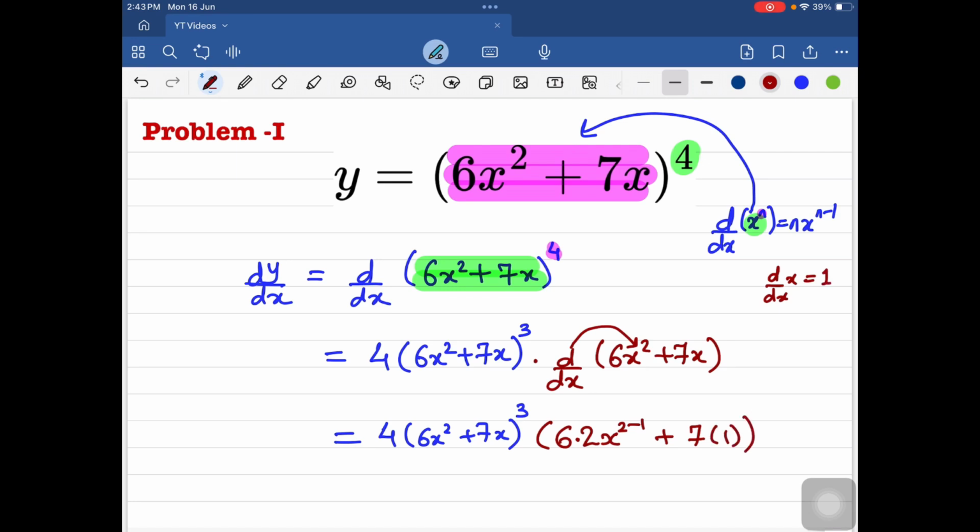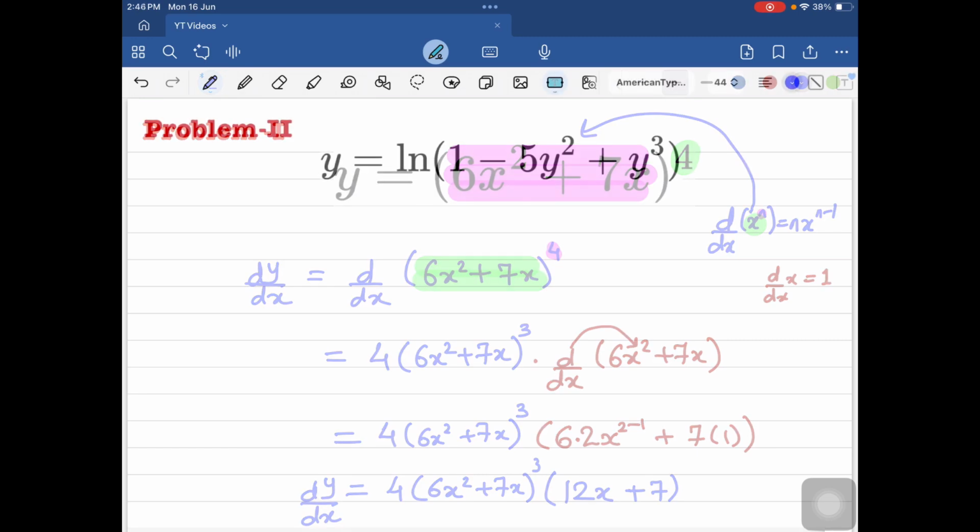So I got the answer for the first problem, which is (6x squared plus 7x) whole cube. Multiplying 6 and 2, it becomes 12x to the power 1, I'm not writing anything in the power right now, plus 7. In this way we have obtained the derivative by chain rule for the first problem. I hope you understood. Please continue with all the problems. I am going to tell you how to identify and apply the method. Moving to the second problem.